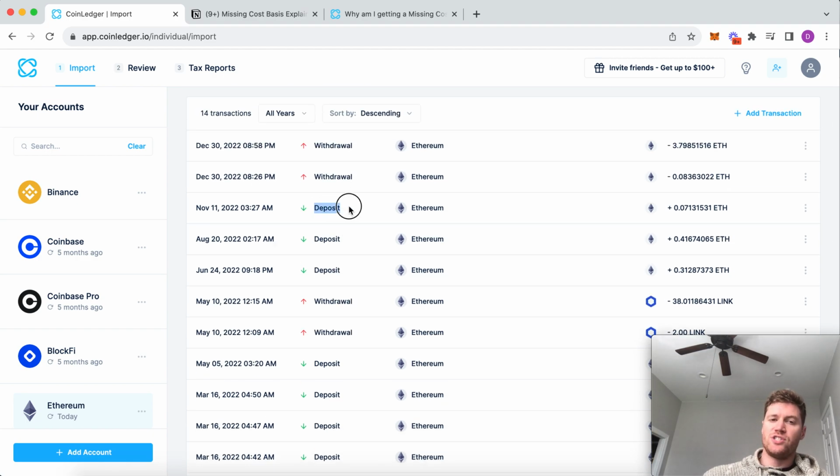Was this you just transferring crypto from one wallet you own to another, and thus it's not a taxable event, right? You're not disposing of the asset. Or was this your friend gifting you cryptocurrency? Or was this you earning cryptocurrency from staking rewards or from mining rewards, okay? All of those different types of deposits and withdrawals can have taxable consequences. So a common cause of missing cost basis is when you haven't marked a deposit or withdrawal as its appropriate taxable transaction. For example, let's say that this deposit of Ethereum was actually staking income.